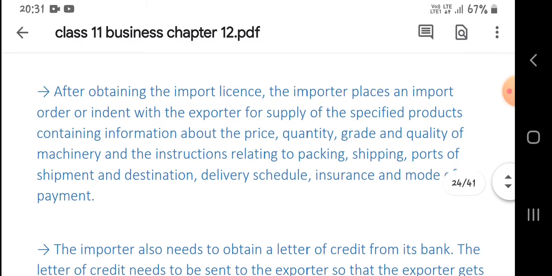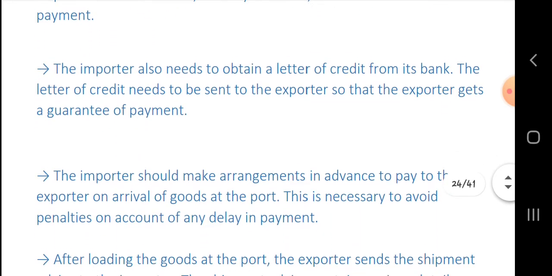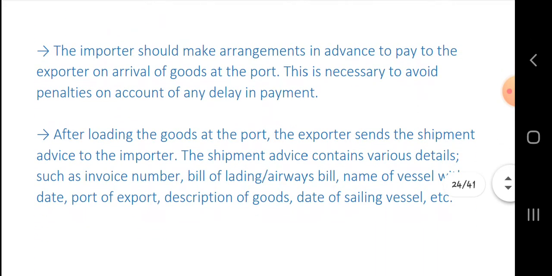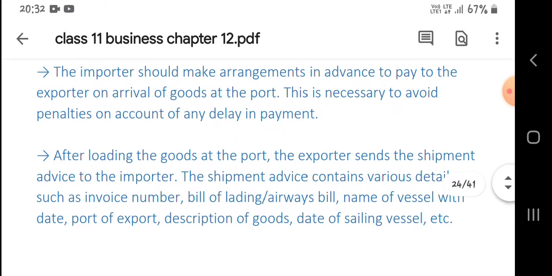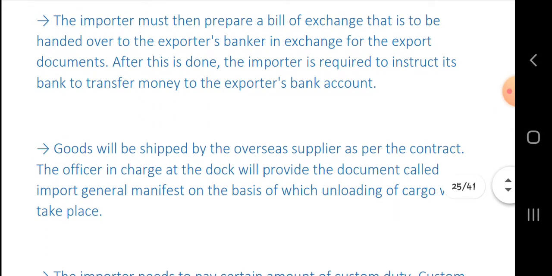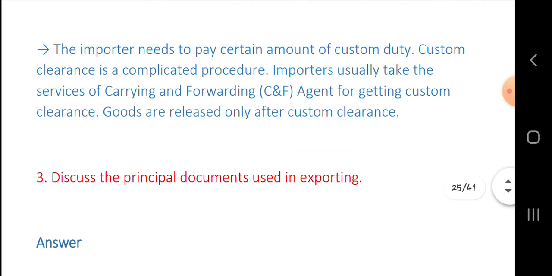After obtaining the import license, the importer places an import order, and then the importer also needs to obtain a letter of credit from its bank, and the importer should make arrangements in advance to pay the exporter. After loading the goods at the port, the exporter sends the shipment advice to the importer, and the importer must pay the overseas supplier as per the contract, and the importer needs to pay a certain amount of customs duty.